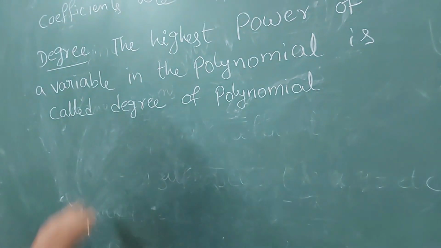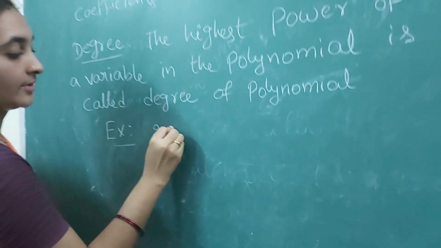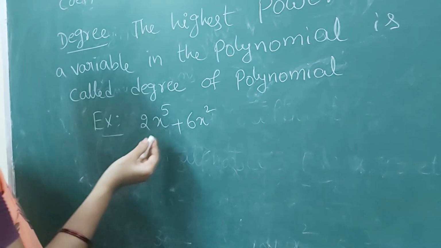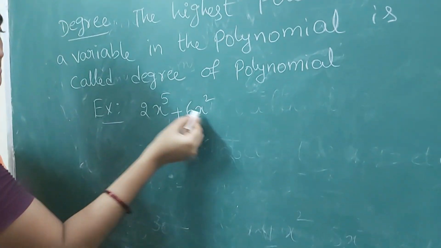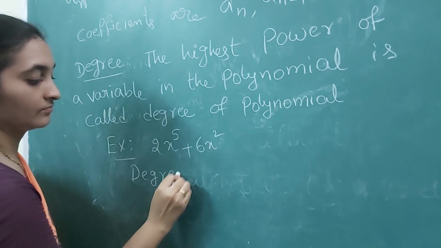For example, 2x power 5 plus 6x square. In this polynomial, the highest power is 5. So the degree is 5.